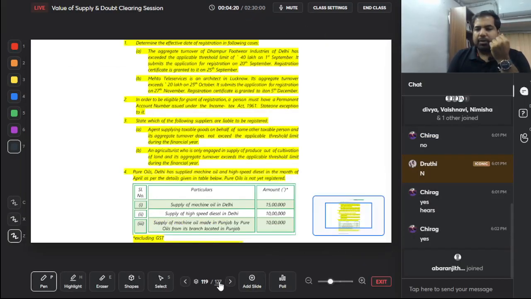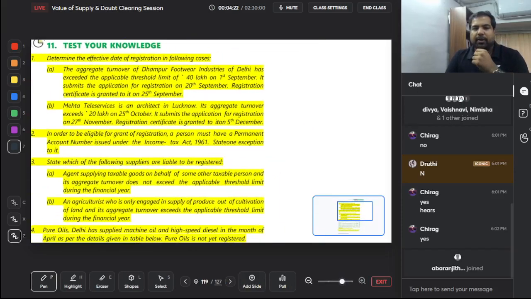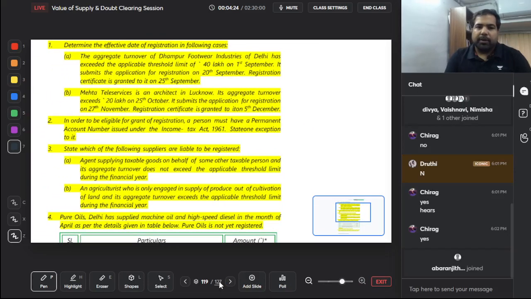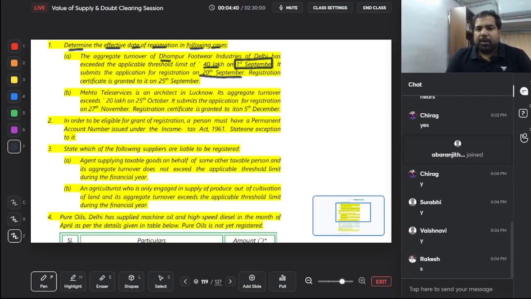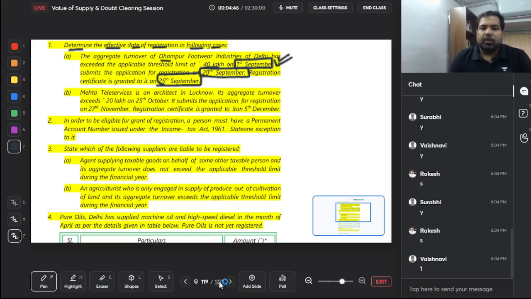Let's start, guys, the questions from this chapter. Everyone, this is what we are doing. Determine the effective date of registration in the following cases. The aggregate turnover of Dhampur has exceeded the applicable threshold of 40 lakhs on 1st September. Guys, are you liable to register? Yes. You submit your application on 20th September. Are you proactive? Yes. So what is your effective date, guys? Your effective date is 1st September.